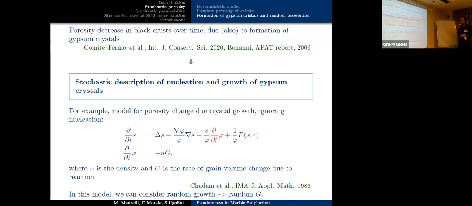So here we have taken this from a paper of Chadam, and the porosity phi, ignoring radiation, one would see the change over time of the porosity phi depending on the coefficient G, which gives the rate of the volume change of the crystal. So it describes the growth of the crystal, right? So within this model, for example, we can consider the randomness maybe to be translated to a random rate of growth. Right? But anyway, we are not experts of that, and the input from you would be welcome.